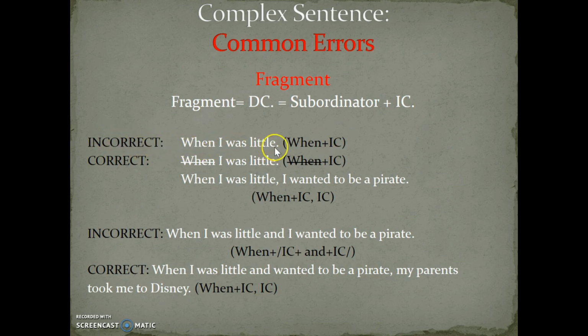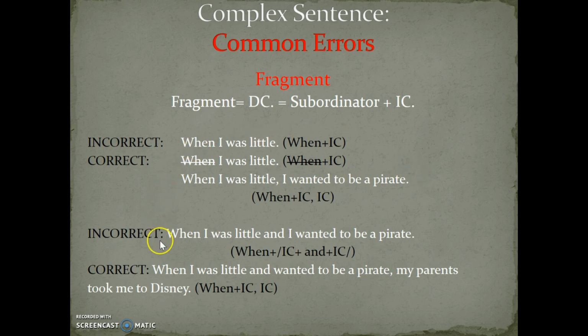For example, "When I was little." That's a fragment, because you begin your sentence with a subordinator, subject and a verb, and you don't continue with another IC. Now, the easiest way to fix this problem is to eliminate the subordinator. Once you eliminate the subordinator, what you have left is an IC, and it's a pretty simple sentence. "I was little." It's a correct sentence. Or you can make a complex sentence by adding an IC. "When I was little, comma, I wanted to be a pirate."